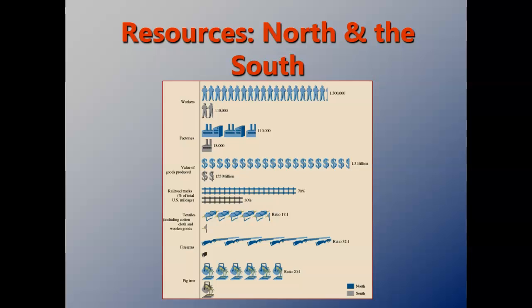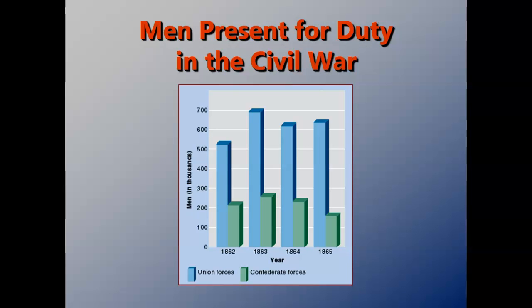So if you had to figure out who was going to win this war based simply on resources, most of us would think that the North would do very well. And of course, they do eventually win the war, but it is a much bigger struggle than what we first believed. When you start looking at men present for duty in the Civil War, you can see that the Union forces are always going to outnumber the Confederate forces throughout the war effort.